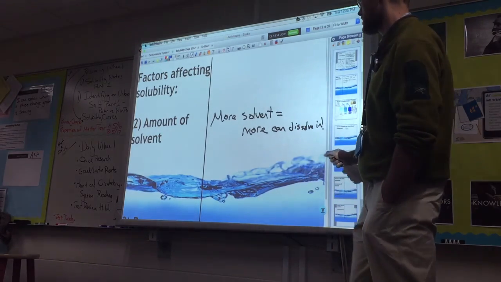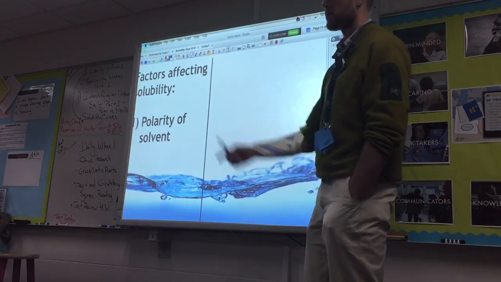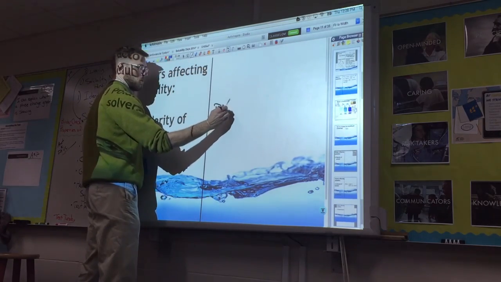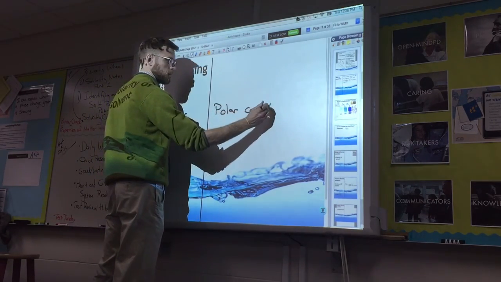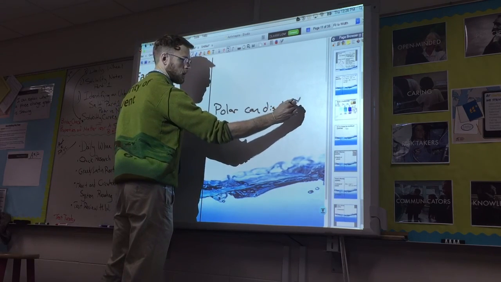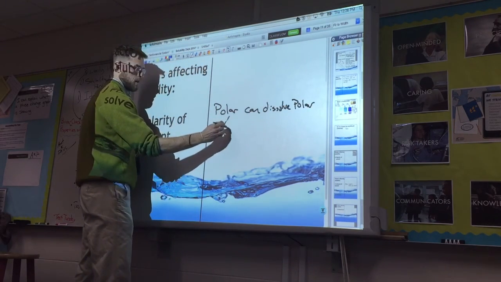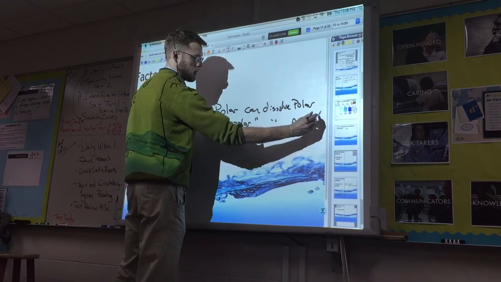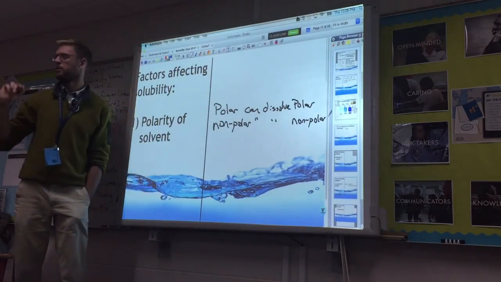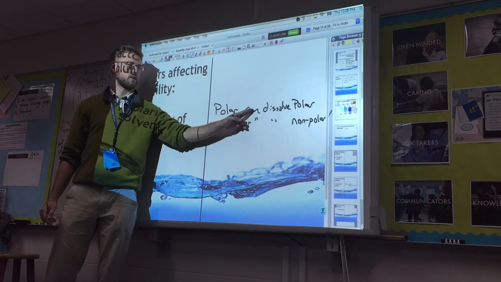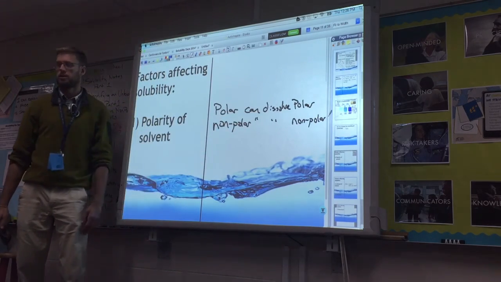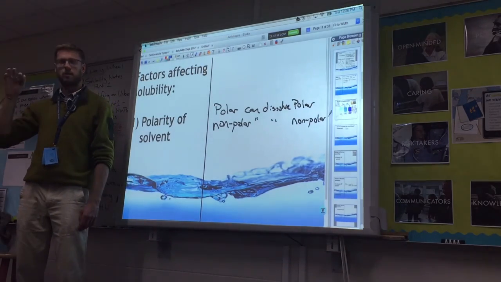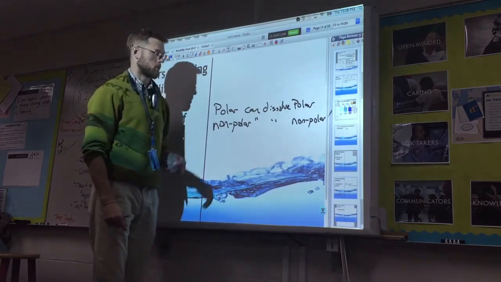We could also adjust the polarity of the solvent. So remember, like dissolves like. Polar can dissolve polar, and nonpolar can dissolve nonpolar. Yeah, I'm saying repeat from above. That's a shortcut while you take notes. If you're writing the same thing, write it in the exact same spot. Little quotes to mean just take what's right above it and drop it down.